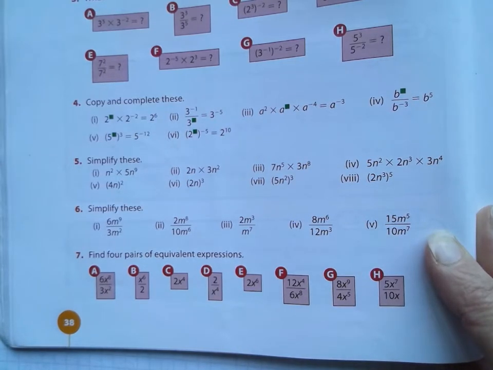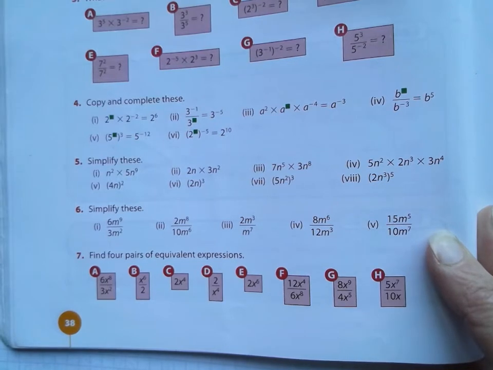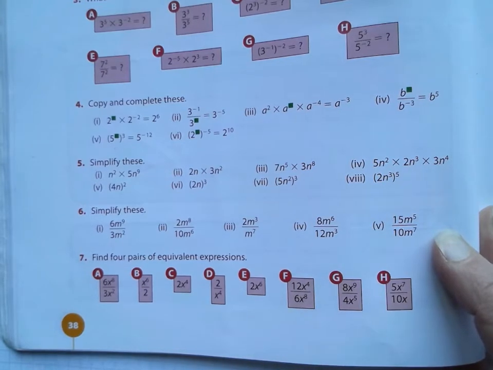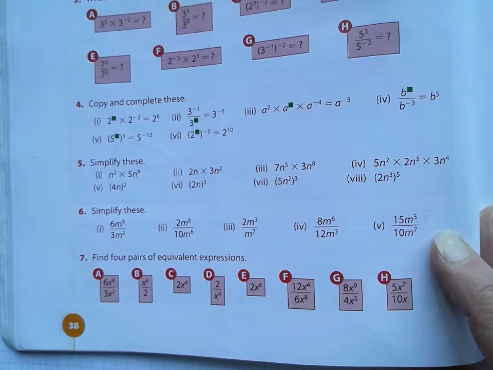I'm working through some revision questions on indices for my 6th years. Exercise 2.7 in Text and Tests. These are the questions I'm going to work through: questions 4, 5, 6 and 7. So let's see how we get on.